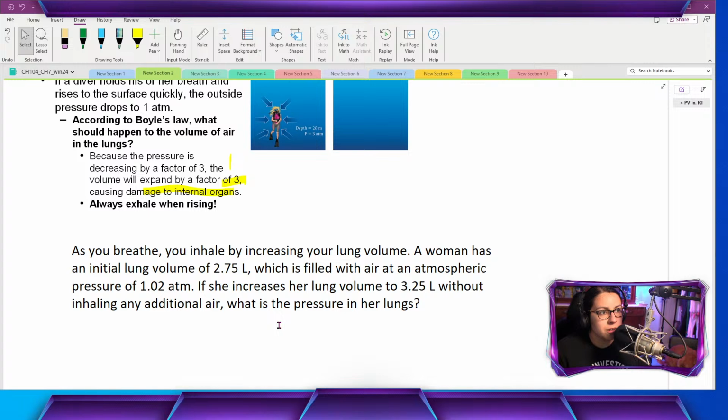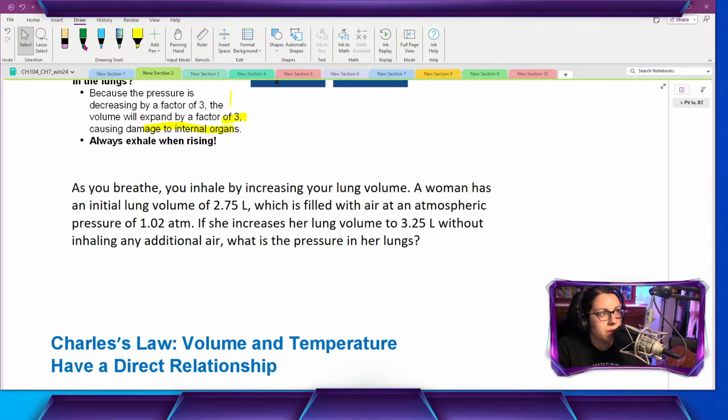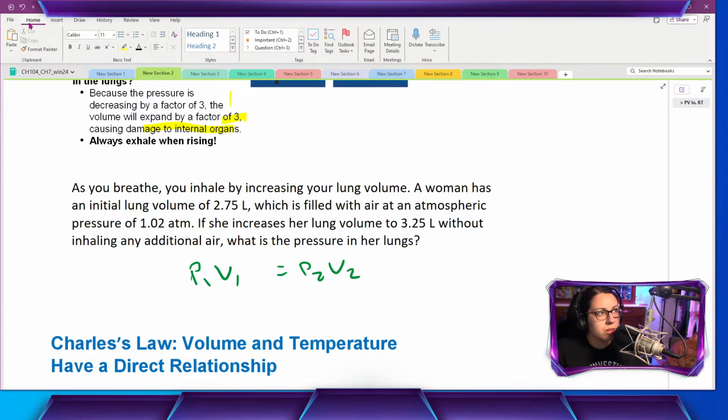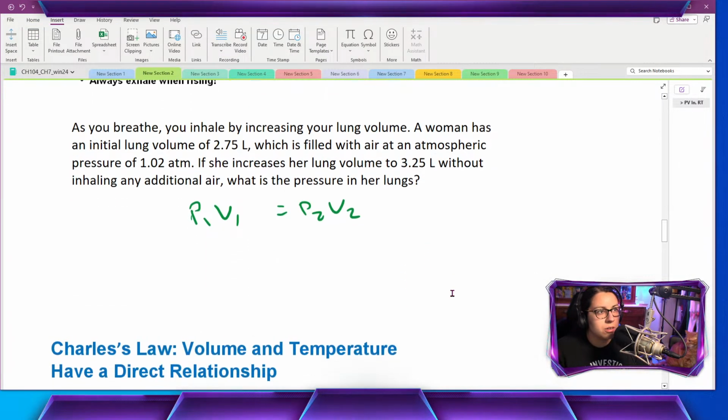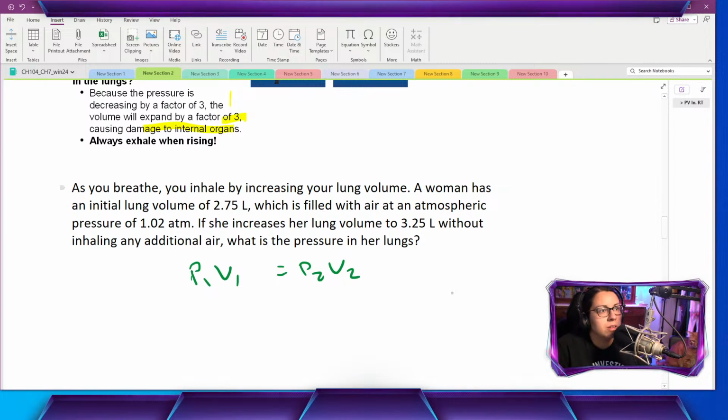All right, let's see how we're doing with this problem. And so we can use our relationship. So P1 V1 equals P2 V2. And the hardest part about these problems is just establishing who's who. And so if you need to do that, do that. So we have our initial V1 and P1. And then we said this was our V2.